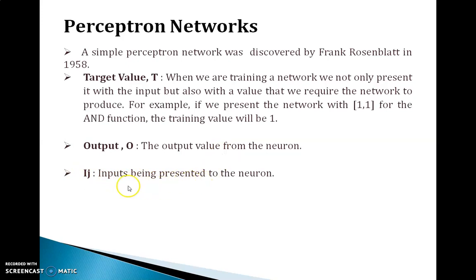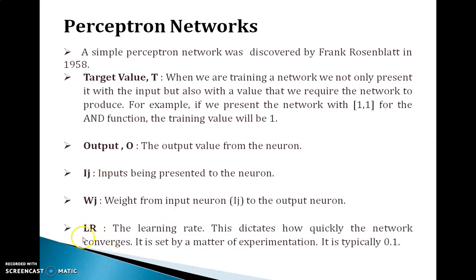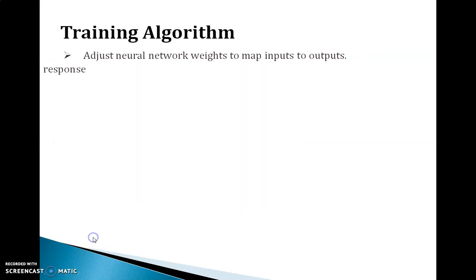Talking about the input, generally we use the letter Xi. And Wj is the weight from the input to the output neuron. Alpha is the learning rate. We generally prefer the value 0.1 for the perceptron neural network, but the learning rate always ranges from 0 to 1. This is the training algorithm.